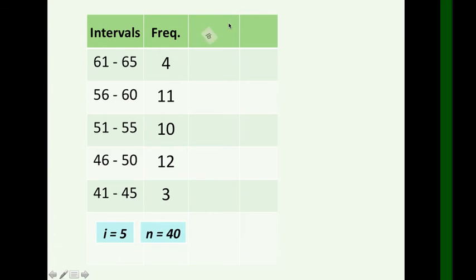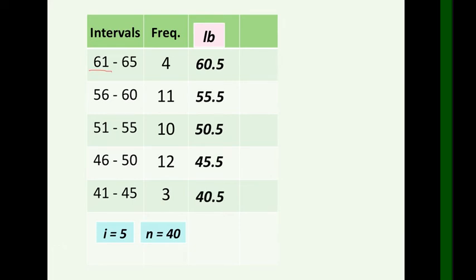For the third column, we need to determine the LB, or the lower boundary. For the lower boundary, what we usually do is look for the lowest score per interval. For example, 61. And then we subtract 0.5. So, 61 minus 0.5 is 60.5. 56 minus 0.5 is 55.5. 51 minus 0.5 is 50.5. 46 minus 0.5 is 45.5. And 41 minus 0.5 is 40.5.